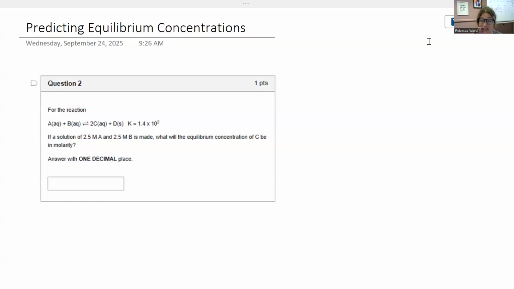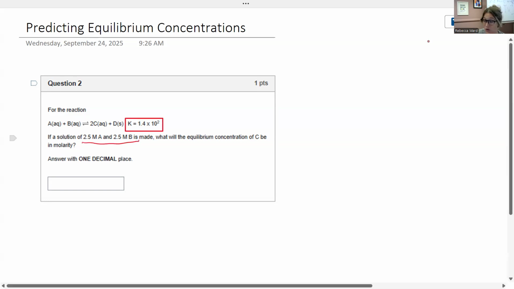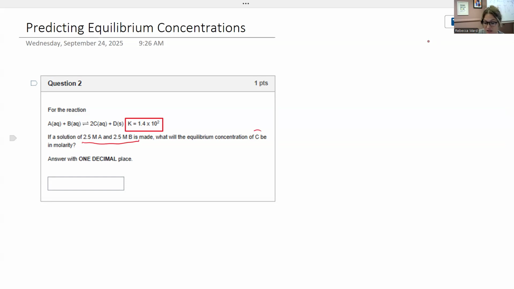All right, this is a question about using an equilibrium constant. So we're given a K right there for a reaction, and we're told the initial concentrations of our reactants. So we know that this is how much we have. And our question is, how much C will we make at equilibrium?